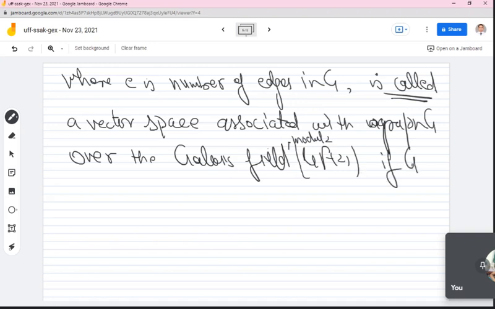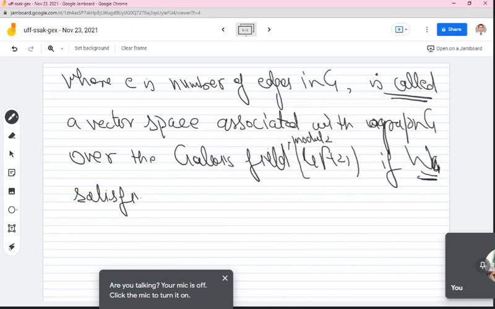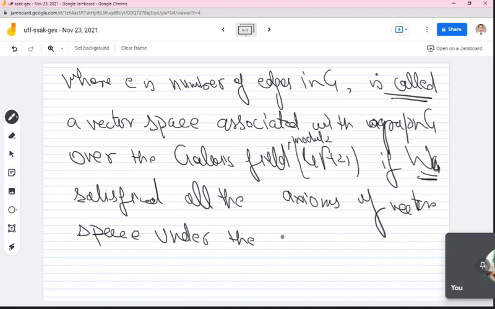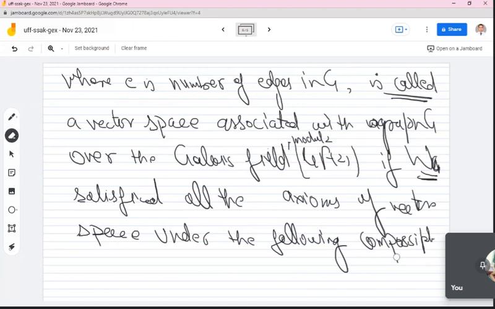If WG, what is it? It is WG. If WG satisfied all the axioms of vector space under the following composition or rule. So what is the composition here?